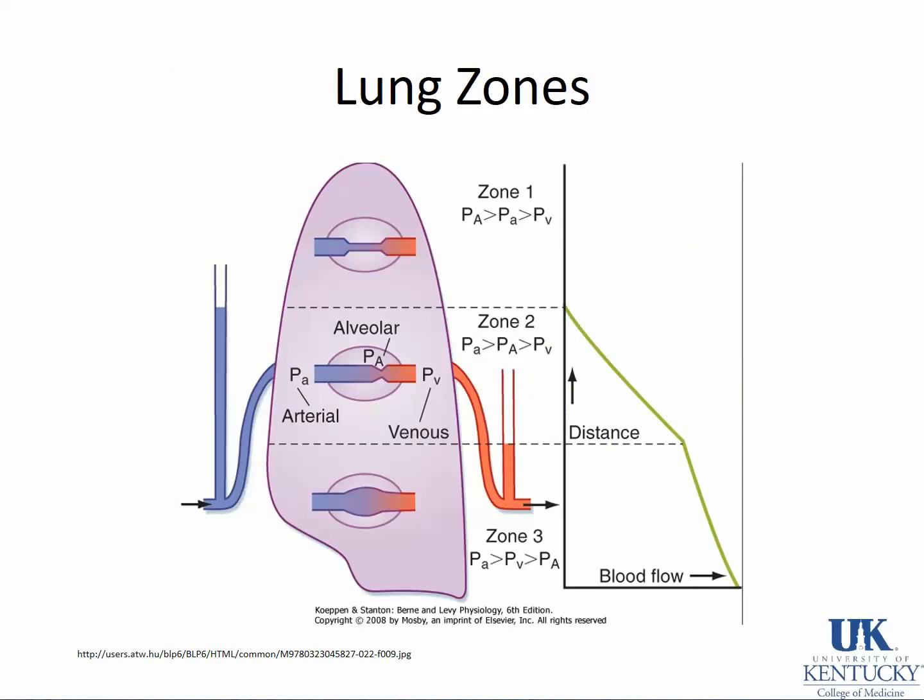This shows the distribution of ventilation and perfusion as they relate to West lung zones. We're not going to go through this. You know this well by now. Zone 1 is where alveolar pressure is greater than pulmonary artery pressure, which is greater than pulmonary venous pressure, and this then constitutes dead space.